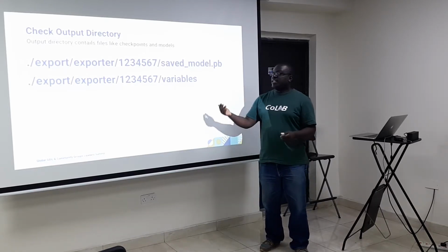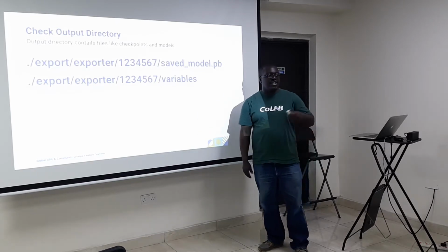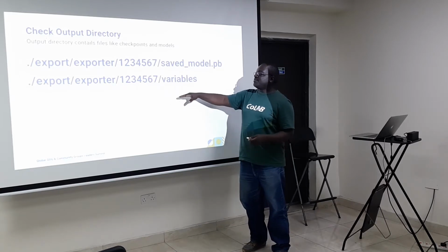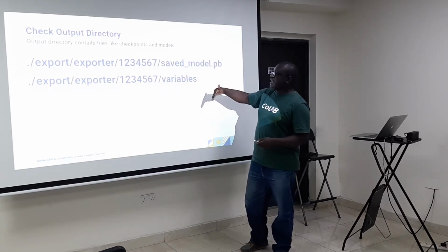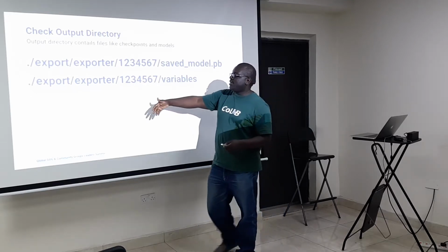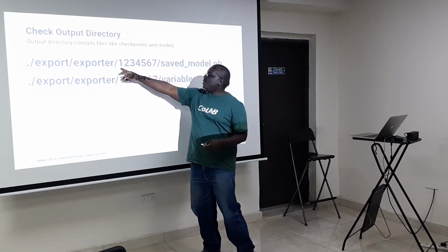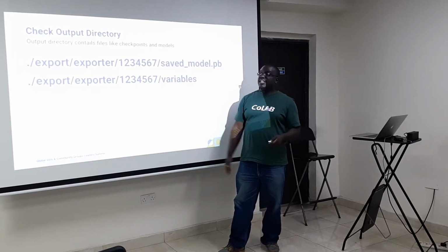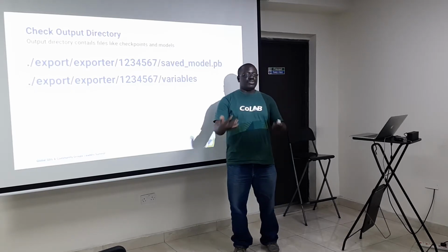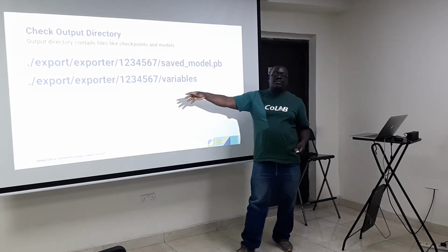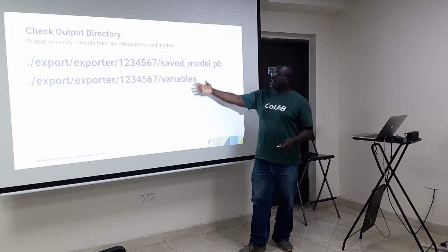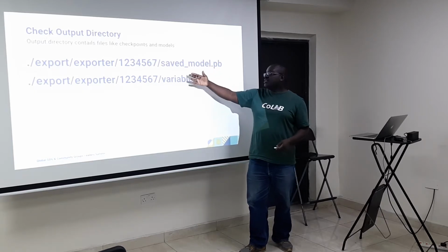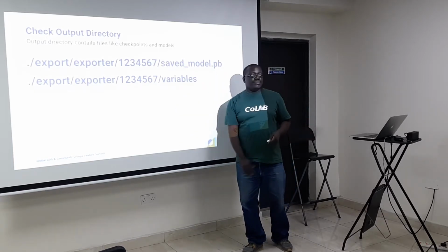Now, if you run that on a local machine, then you just need to go to the folder that you specified, and in that folder you find your exporter, and in there you find a folder which will just have a random set of numbers for the name, because you can run training multiple times and it will just generate new folders whenever it's done training. And in there you should find, amongst other things, your saved model, and a bunch of variables.